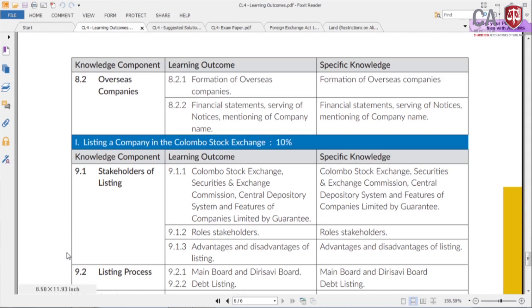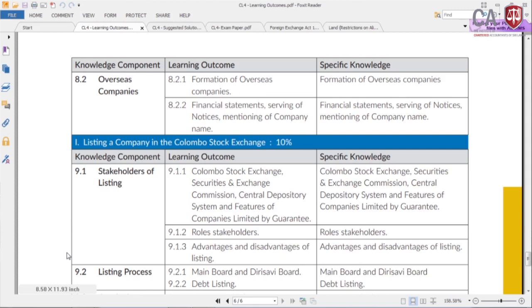Then on the financial statement, serving of notices, mentioning of company names, and so forth. Then on the listing of a company in the Colombo Stock Exchange, when the company reaches the threshold of being a public limited company, PLC. So the stakeholders of listing: the Colombo Stock Exchange, the Securities and Exchange Commission, the Central Depository System. We have not dealt that much with this area, but I hope to cover it as well.